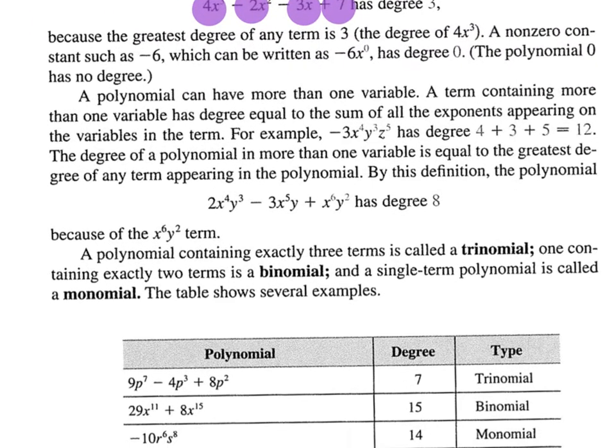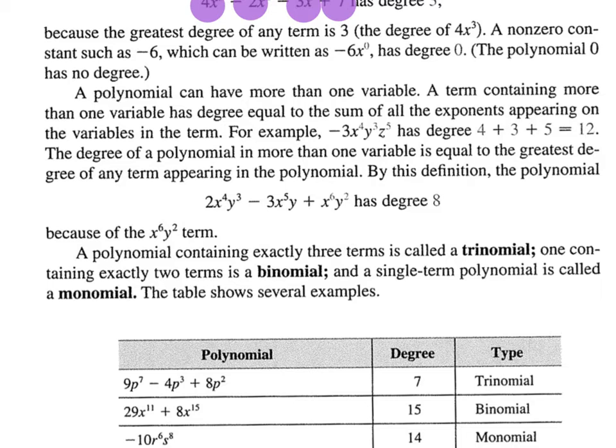If you have more than one variable, then you add the exponents to get the degree of the individual term. So this degree is 7, this is 6, and this is 8. And then again, to find the degree of the entire polynomial, you take the highest one, which in this case would be 8.